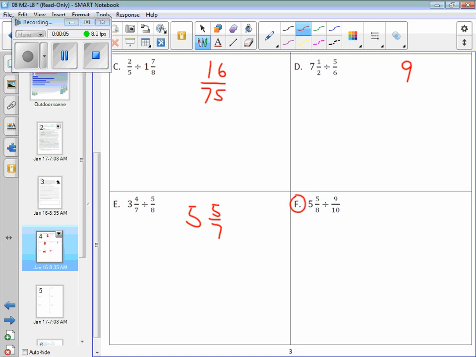We'll do F because F was the hardest one. The first thing that you need to do, always, is change your mixed number to an improper fraction. We do that again by doing whole number times denominator plus numerator. And when you do that, what do you get? Dave? 45. Over?